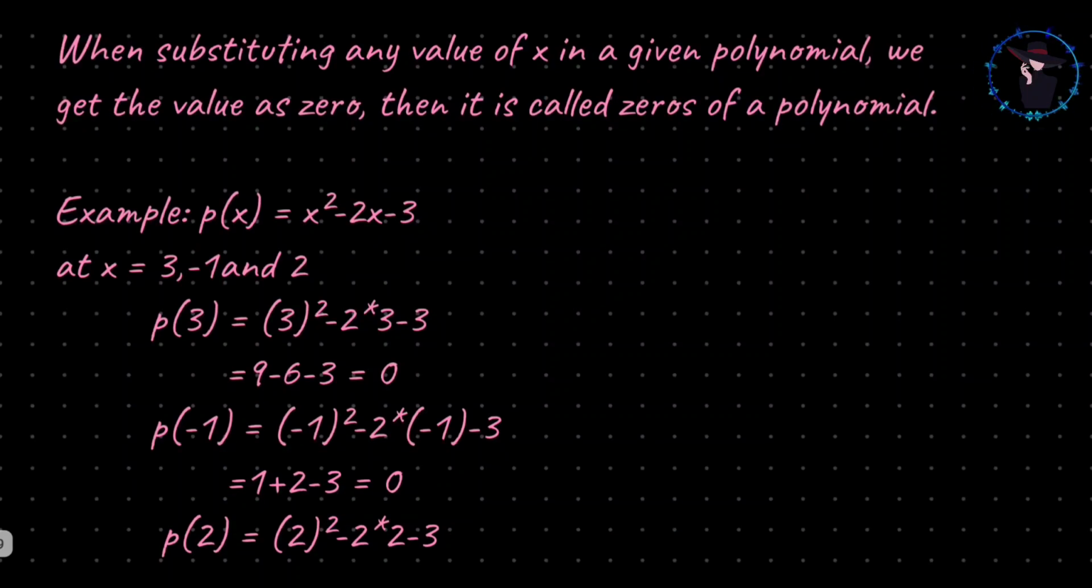Let's take minus 1. Minus 1 square, minus 2 into minus 1, minus 3. Minus 1 square is 1. Minus into minus is plus, so 2 into 1 is 2. Minus 3. We got 2 plus 1, 3. 3 minus 3, 0. We got 0 again.